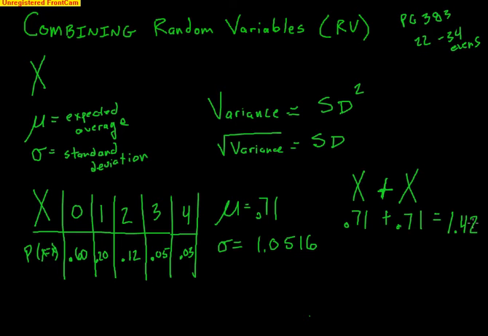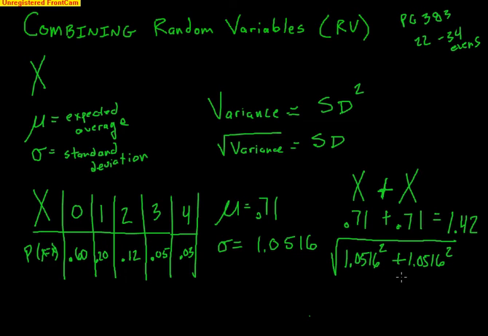Now, what about the standard deviation? Unfortunately, you don't just add the standard deviations together. You don't just do 1.0516 plus 1.0516. What you have to do is add the variance together first, and then square root to get back to a standard deviation. So I have to add the variance. It would be 1.0516 squared, that's the variance for the first month, plus 1.0516 squared, that's the variance for the second month. That would be your total variance. And then I have to take the square root of the total variance to get back to a standard deviation.